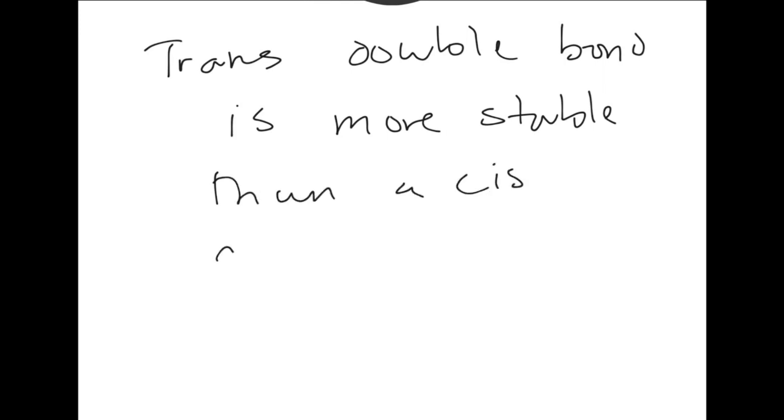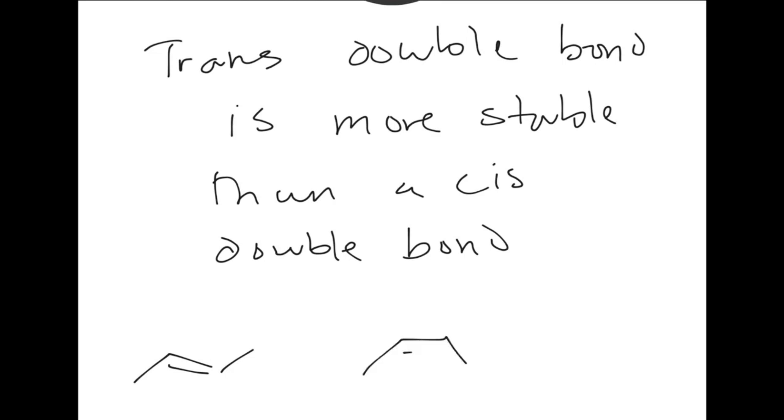I feel like I've said this before, but we're in a video somewhere. It's the minivan theory, right? Your parents bought a minivan so they could put your little brother in the middle seat, and they could put you in the back so you're far away. That's a trans double bond. We put the two groups super far away so they can't hit each other. We have peace in our time, right?